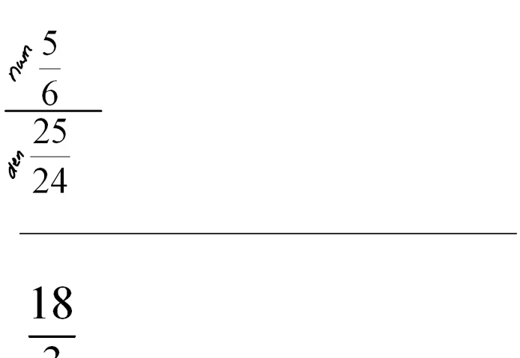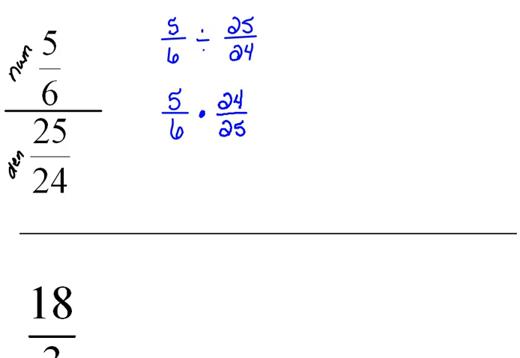So if I were to rewrite this problem as a division problem, I could write it as 5/6 divided by 25/24. Those mean the exact same thing, whether it's written in this format or it's written in this format. When we write it like this, though, it's a little bit easier to see now what we need to do. We need to change this to a multiplication problem because we don't divide fractions, and we need to multiply it by the reciprocal. So I would need to flip the second fraction.